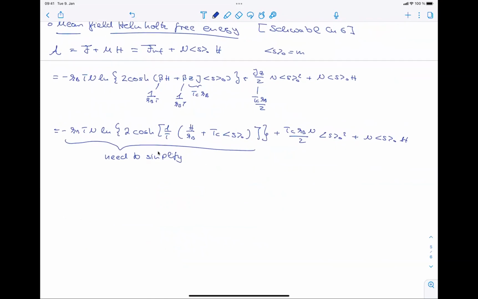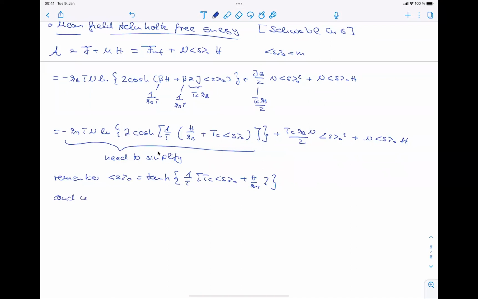Okay, so we want to simplify that one. Just because we're switching notation a lot, this is actually again the constituting equation of the mean magnetization. What we're going to do now is simplify this term by using a lot of trigonometric identities.